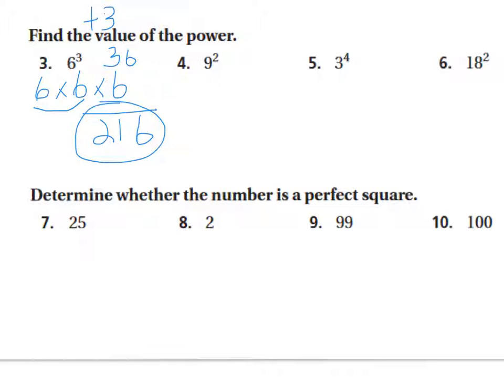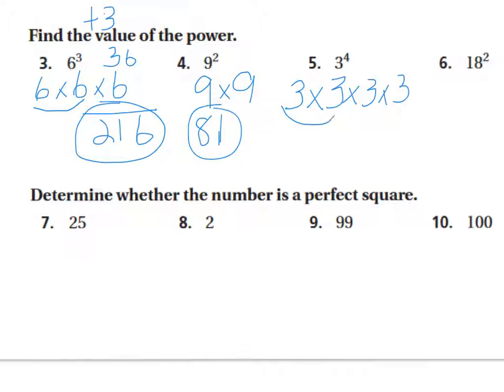Question 4, 9 squared. 9 is my base. It is the factor that is repeated 2 times because of the exponent 2. 9 times 9 is a basic fact. Everyone should know 9 times 9 is 81. Question 5, 3 to the 4th. 3 is my base. It is the factor that I will repeat, and I will repeat it 4 times because the exponent tells me so.